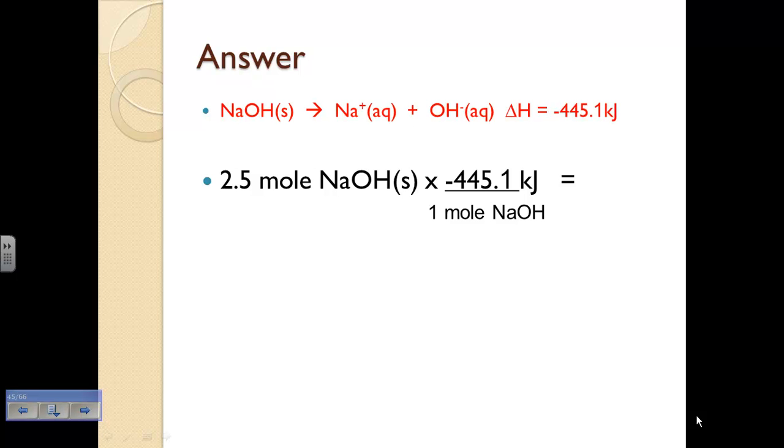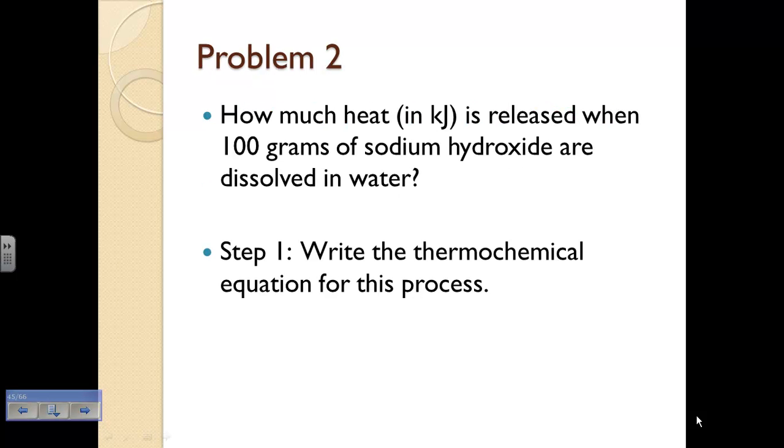Hit this on your calculator. Grab your calculator, hit this. 2.5 times negative 445.1 equals. Record your answer. That value will be negative and the unit will be in a kilojoule. When ready, let's read through problem 2. Pause if you're not quite ready, if you're still hitting your calculator from problem 1. Make sure you record your answer and start up again when you have it.